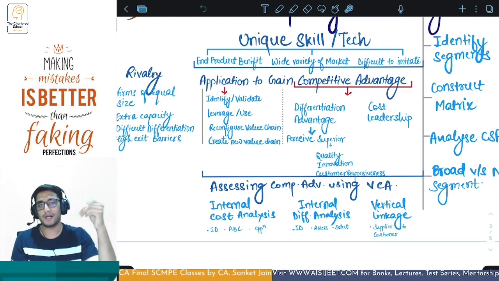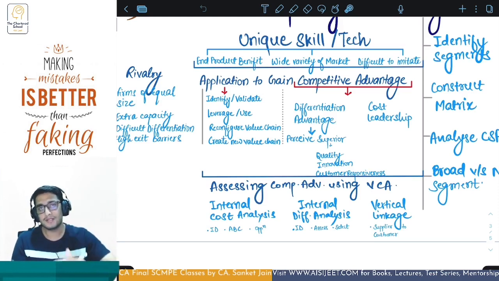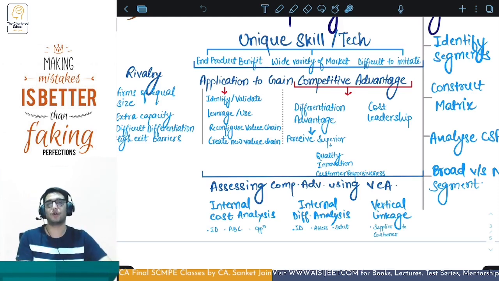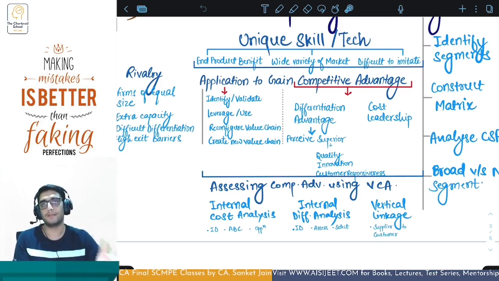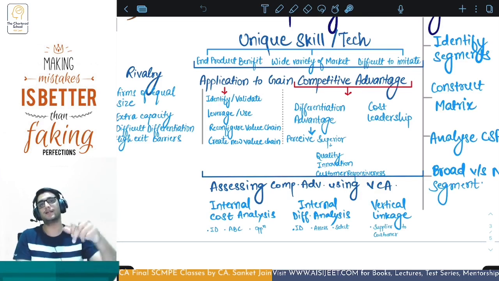And differentiation advantage would be that the customers have to perceive that your product or service is superior to the competitors. It does not matter if it is actually superior to the competitors, but what matters is that the customers feel or think that it is superior. Even if it is not, it doesn't matter. Customers have to perceive that it is superior.